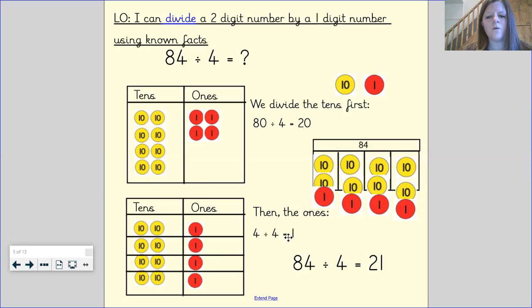I then divide the ones. I've got 4 ones, as you can see here. Again, I split those into my 4 separate bars. So reading across, I've got 21 in each section. Here it's represented by the bar model if you find that more useful. It's a very straightforward one to demonstrate with.